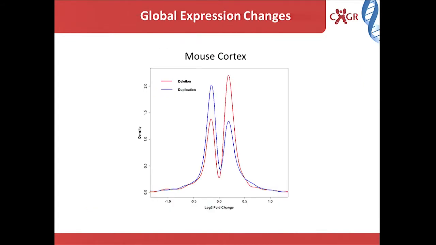And in fact, what we find is that this trend was also reflected in the genes outside of the modules, as seen here in the mouse, with the majority of the genes dysregulated in deletion being overexpressed, and the majority of the genes dysregulated in duplication being underexpressed.